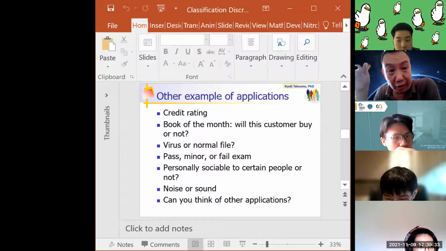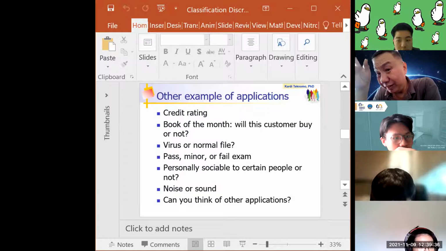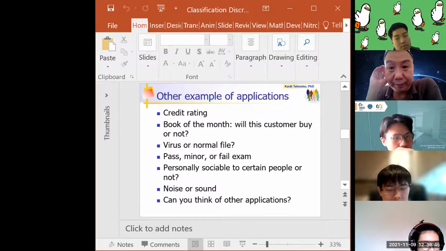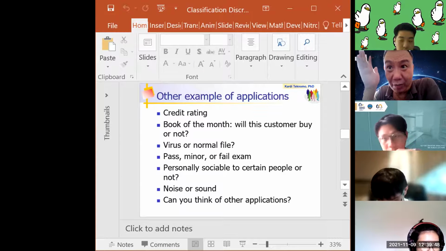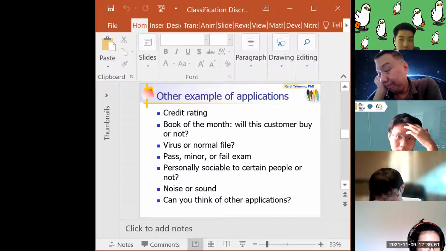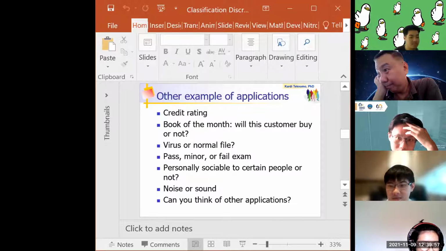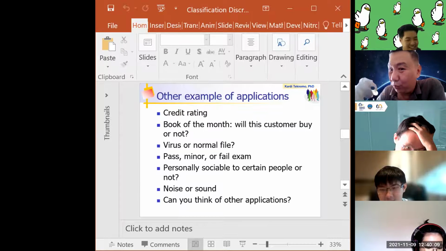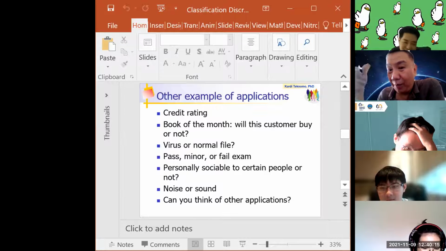What else? In your group project, is it classification or actually regression? In your group it was classification. So what is the input and what is the output? The input is whether you choose beaches or mountains, and then the output is the destination. So there are several destinations that they need to choose. Right, yes. How about the other group project?